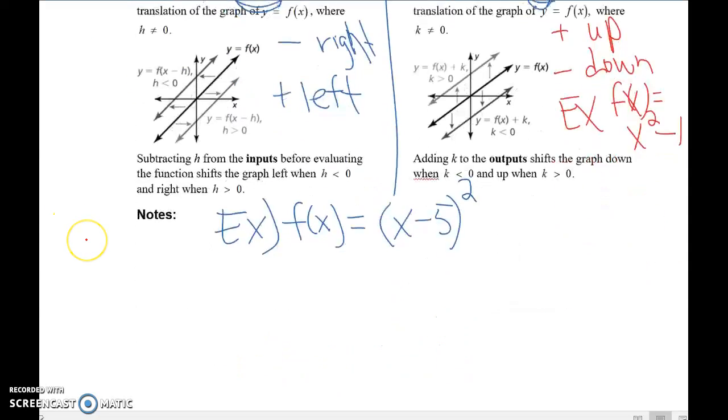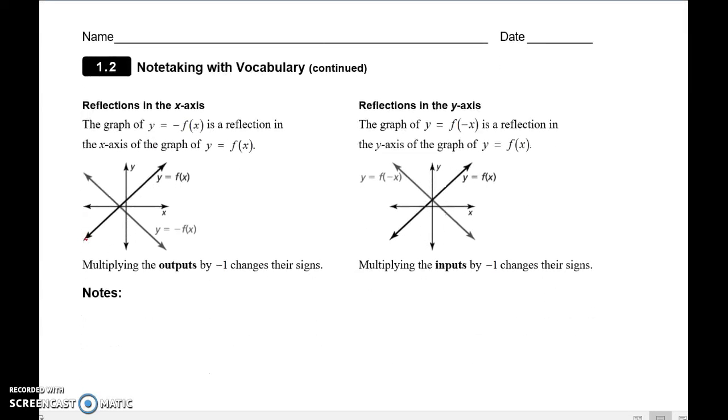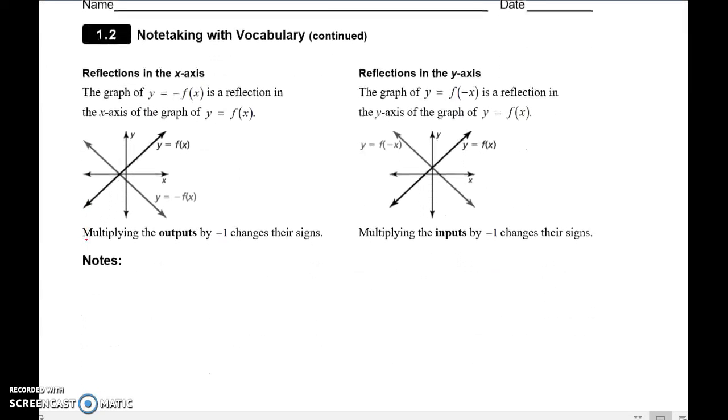Now go to page 10 of your journal and take a look at the reflections in the x and y axis. Here we can see if I have a reflection in the x-axis, there's a negative outside the function. So an example here might be negative x squared. And this will reflect it over the x-axis.